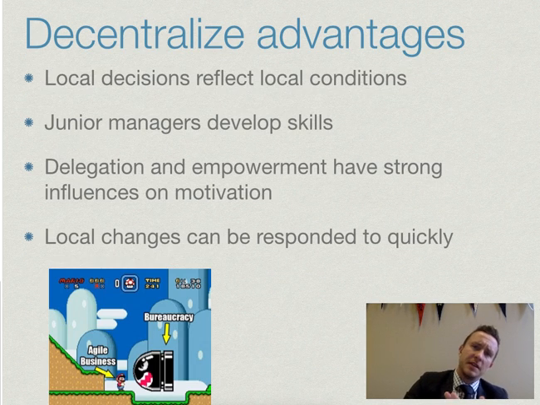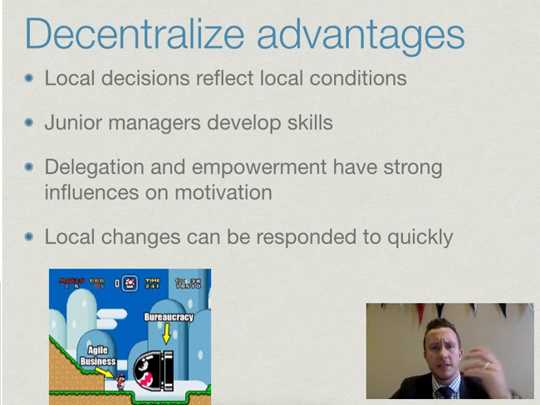But we also want to think about the other side of that, the advantages of decentralized decision making. Well, local decisions are going to reflect local conditions. If we allow people to make their own decisions in those functional departments, well, then they're making good decisions for them, which might actually be better. Junior managers can develop their skills. Delegation and empowerment have strong influences on motivation, and local changes can be responded to quickly.